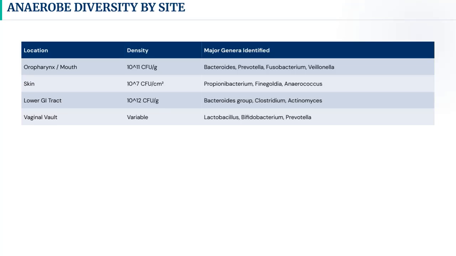When we look at anaerobic bacteria, their diversity really depends on where they live in the body. The mouth, or oropharynx, hosts a dense community, mostly Bacteroides, Prevotella, Fusobacterium, and Veillonella. On the skin, the numbers drop, with Propionibacterium and others taking the lead. The lower gastrointestinal tract is a powerhouse, packed with Bacteroides, Clostridium, and Actinomyces. Then there's the vaginal vault, where the mix varies, but Lactobacillus and Bifidobacterium often dominate. Each site has its own unique microbial fingerprint.